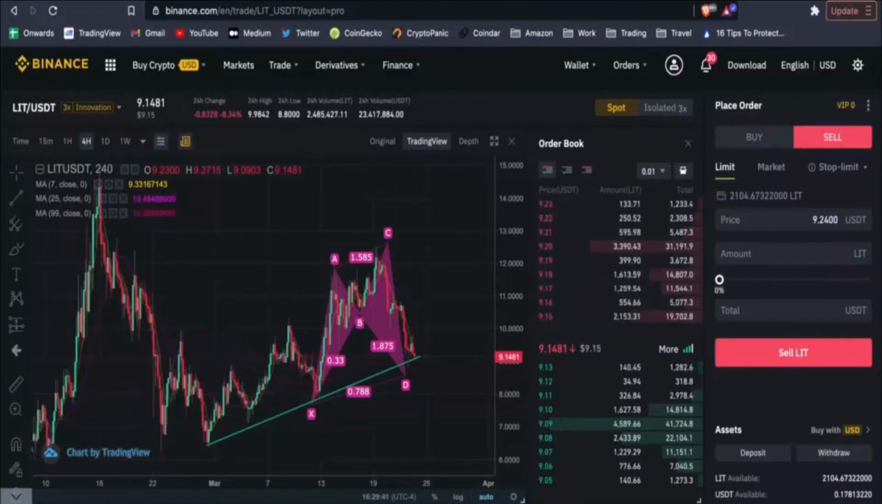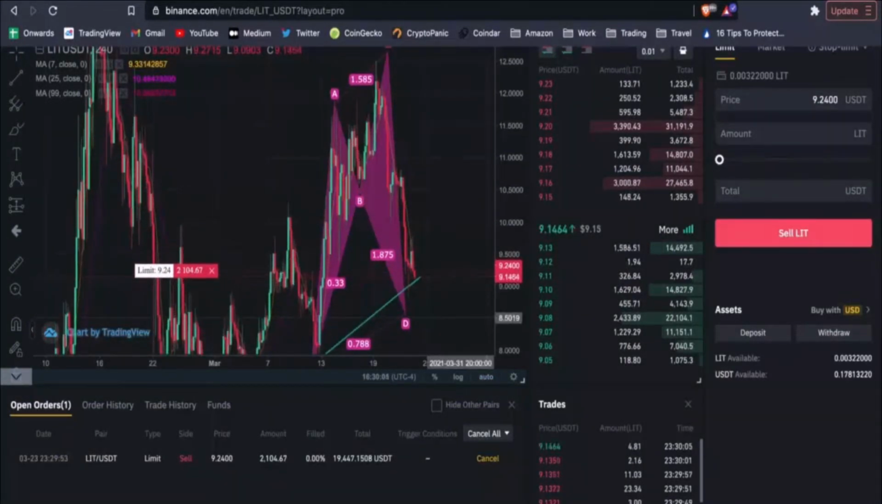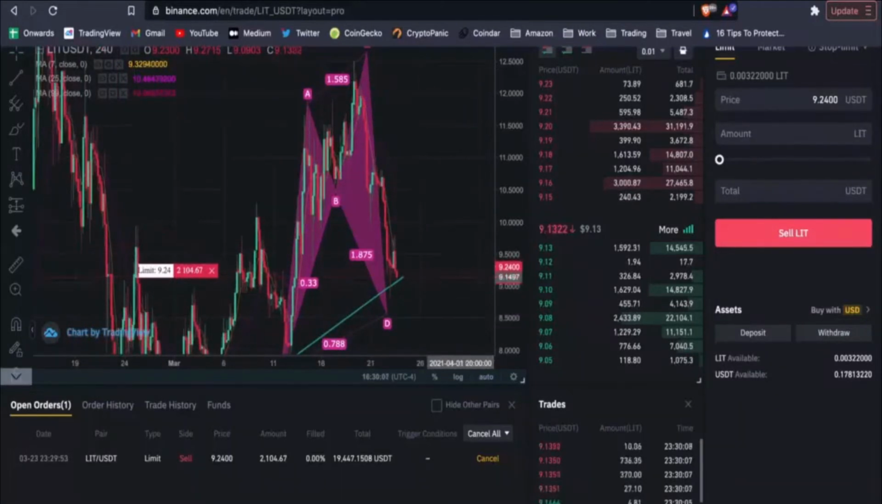And let's say I want to sell my LIT at 9.24 price, 100% of my LIT, and I can click on sell LIT limit order, and my order is created. So you can see here in my open orders, I have a limit sell order for 9.24. You can see it right there, 9.24. My order's actually right there. So if price comes up and hits 9.24, it'll sell my LIT. Okay, and I'll get out with that money. Let me cancel this.